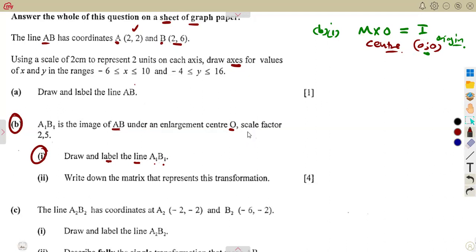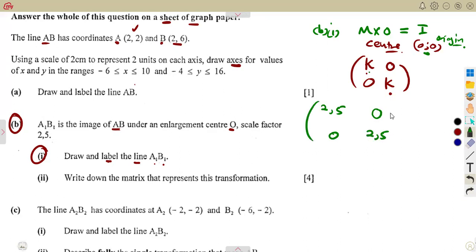It's going to give us the image. And what is the matrix of an enlargement? Remember, from the matrix K, 0, 0, K, that is the concept. K here is your scale factor. So K, that is the scale factor that we are given, and that is 2.5. In place of K, you substitute 2.5.